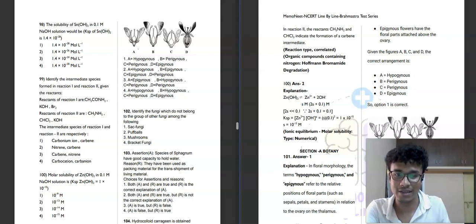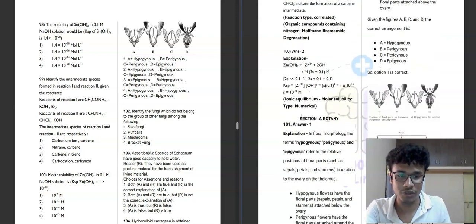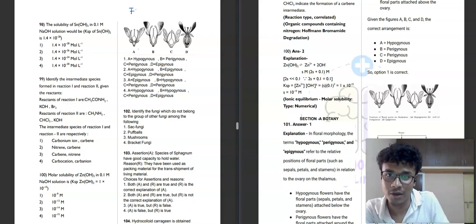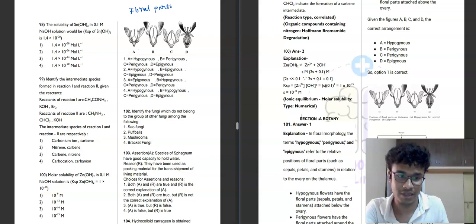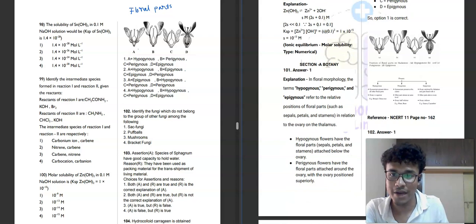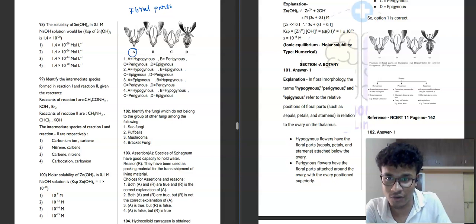So A is given as, in floral morphology, we know that the terms hypogynous, perigynous, and epigynous refer to the relative position of the floral parts. What are the floral parts? Petal, sepal, ovary. These are basically the floral parts. So first of all, A is basically a hypogynous flower because it has floral parts, sepal, petal, and stamens attached below the ovary. So this is the ovary, you can see, and these are sepals, petals, stamens, all attached below the ovary. That's why it is hypogynous.